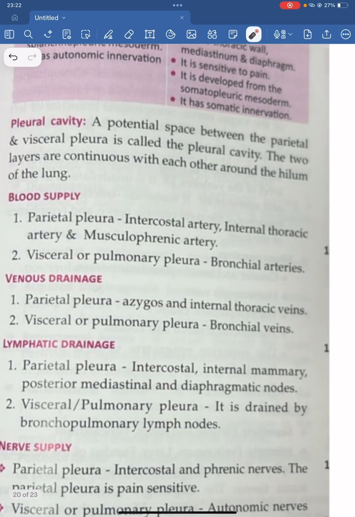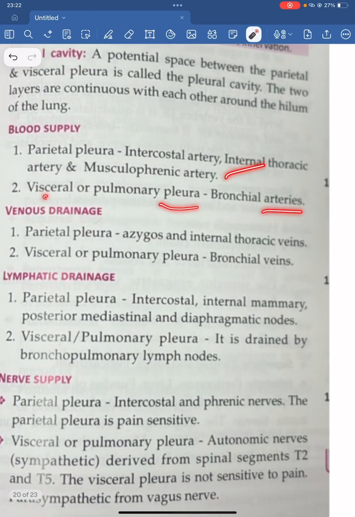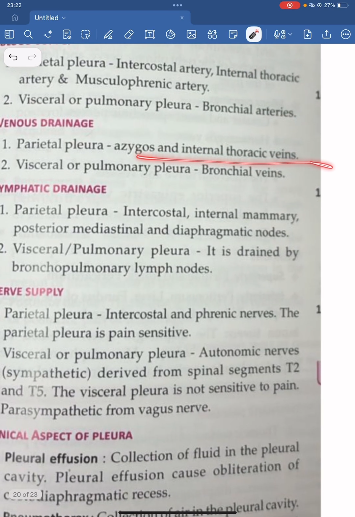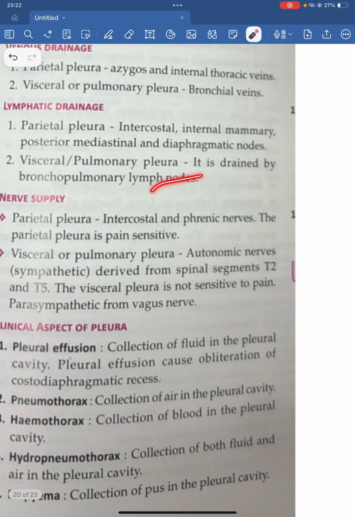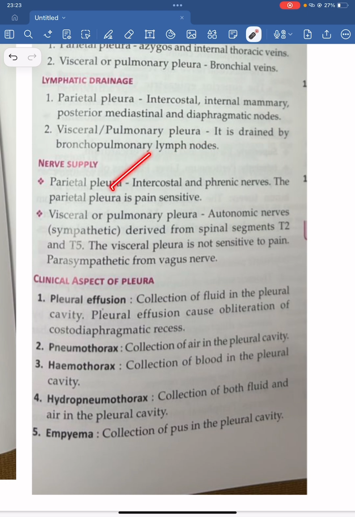Pleural cavity blood supply: parietal pleura by the intercostal artery, internal thoracic artery, musculophrenic artery; visceral pleura by bronchial arteries. Venous drainage of parietal pleura is by systemic veins; visceral pleura by bronchial veins. Lymphatic drainage: in parietal pleura, it is the intercostal, internal mammary, posterior mediastinal, and diaphragmatic nodes. In visceral pleura, it is drained by bronchopulmonary lymph nodes. Nerve supply: parietal pleura by phrenic nerves; visceral by autonomic nerves.